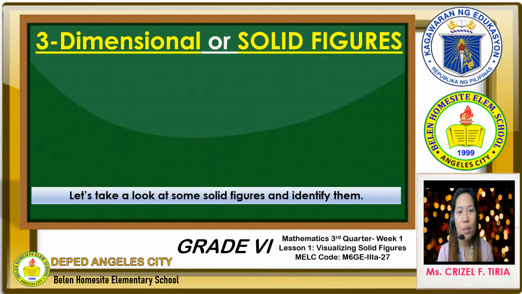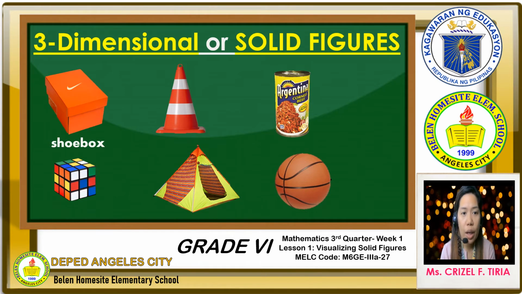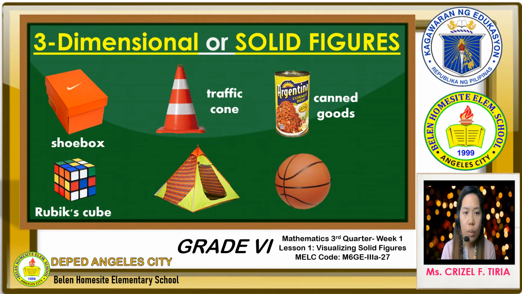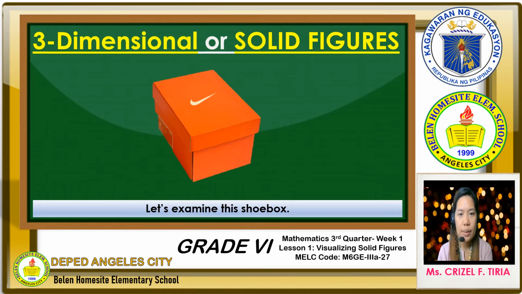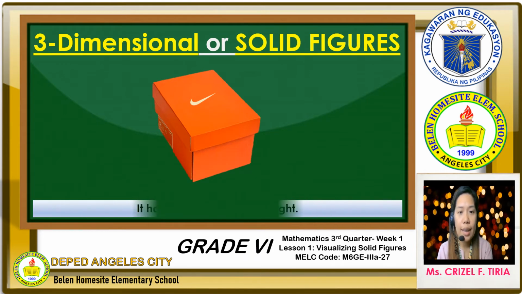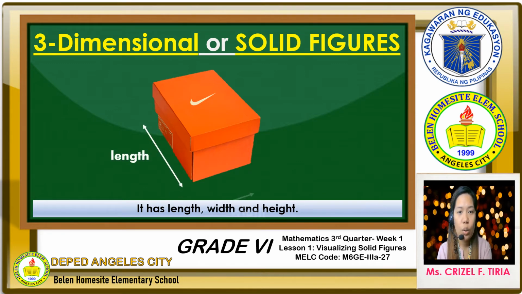Let's take a look at some solid figures and identify them. We have a shoebox, traffic cone, canned goods, Rubik's Cube, a tent, and a basketball. Buildings, furniture, appliances, toys, and even people themselves are called solid figures. Let's examine this shoebox. It has length, width, and height. That's why it's called a three-dimensional figure, with the three dimensions length, width, and height.